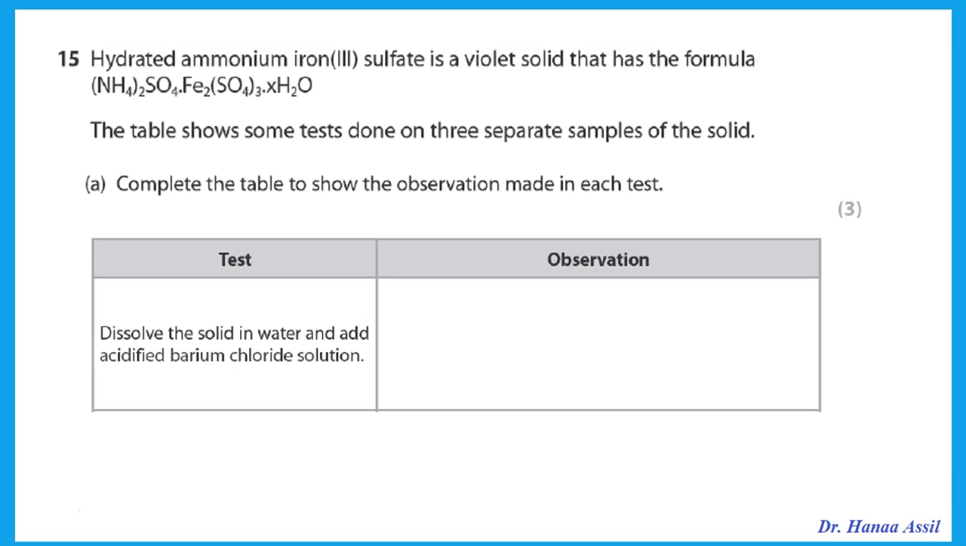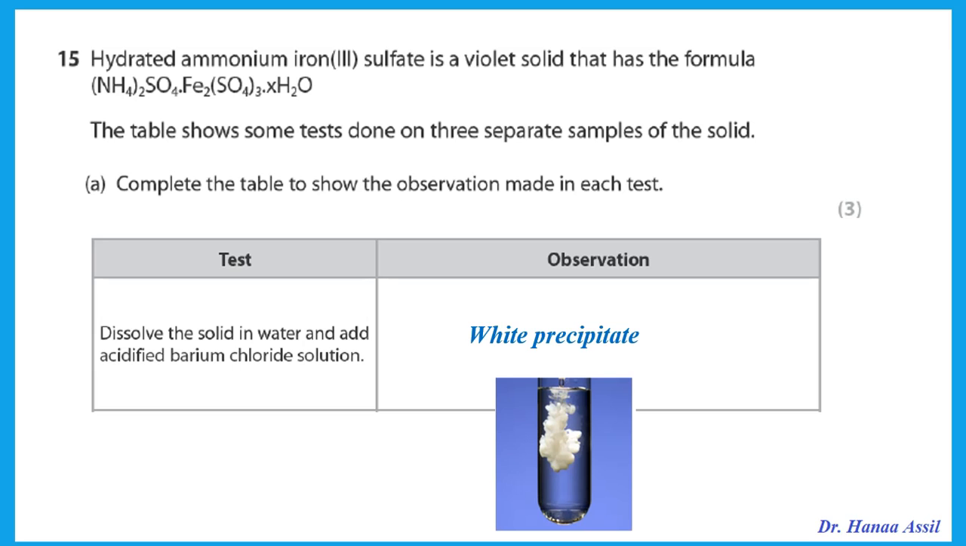So, what's the first test? Dissolve the solid in water and add acidified barium chloride. So, the first thing we ask ourselves: barium chloride is a test for what? You should know it is a test for sulfate. Do we have sulfate? Yes, we have sulfate. What are we supposed to get when we have sulfate? White precipitate.